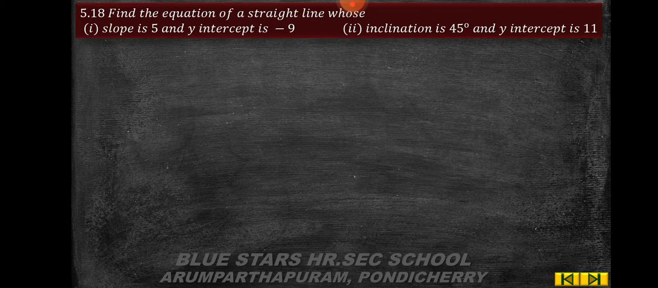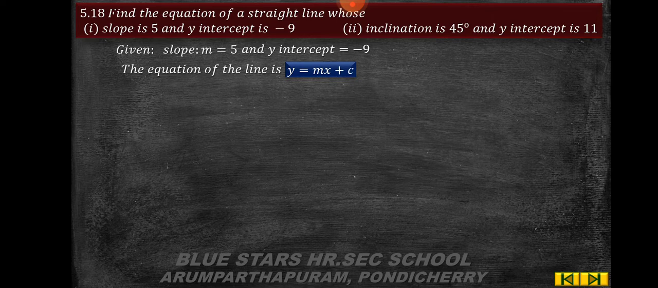Next, example 5.18. Find the equation of a straight line whose first subdivision slope is 5 and y-intercept is -9. Second subdivision, inclination is 45 degrees and y-intercept is 11. So given the slope, the value of m is equal to 5 and the y-intercept, the c value, is -9. You know the formula: the equation of the line is y is equal to mx plus c.